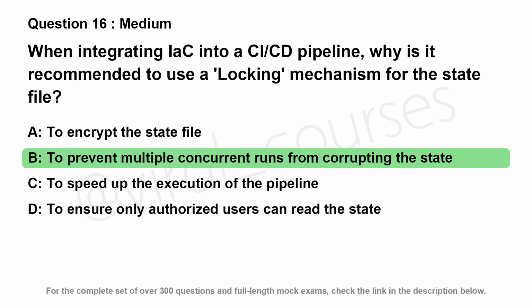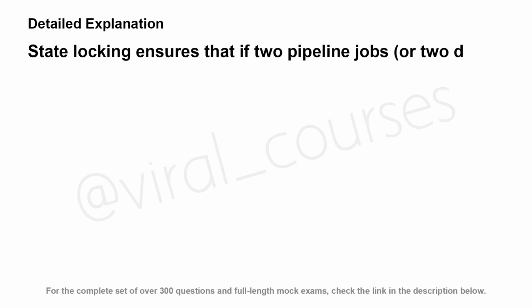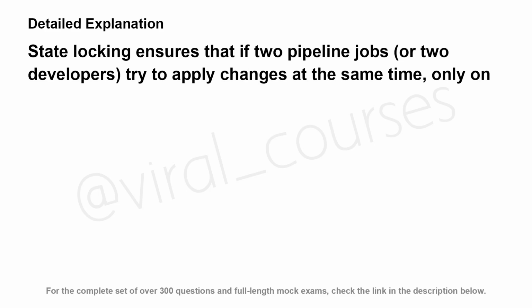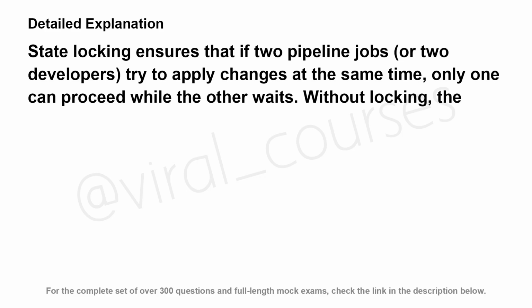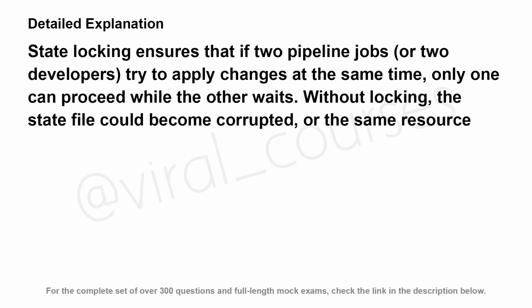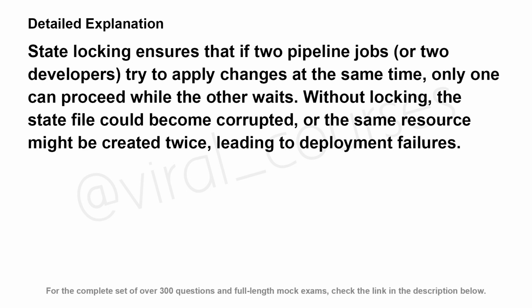The correct answer is B. State locking ensures that if two pipeline jobs, or two developers, try to apply changes at the same time, only one can proceed while the other waits. Without locking, the state file could become corrupted, or the same resource might be created twice, leading to deployment failures.